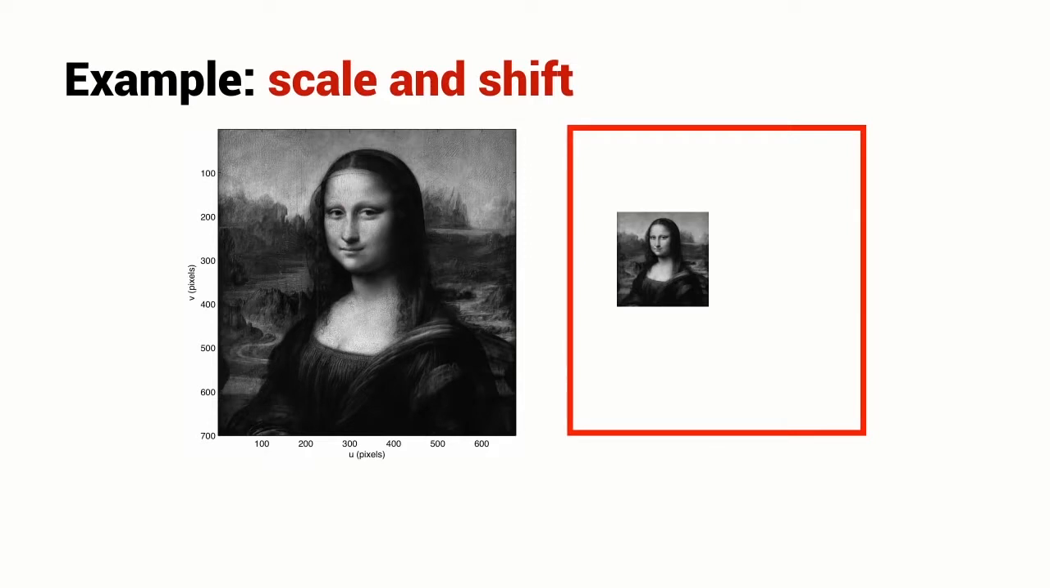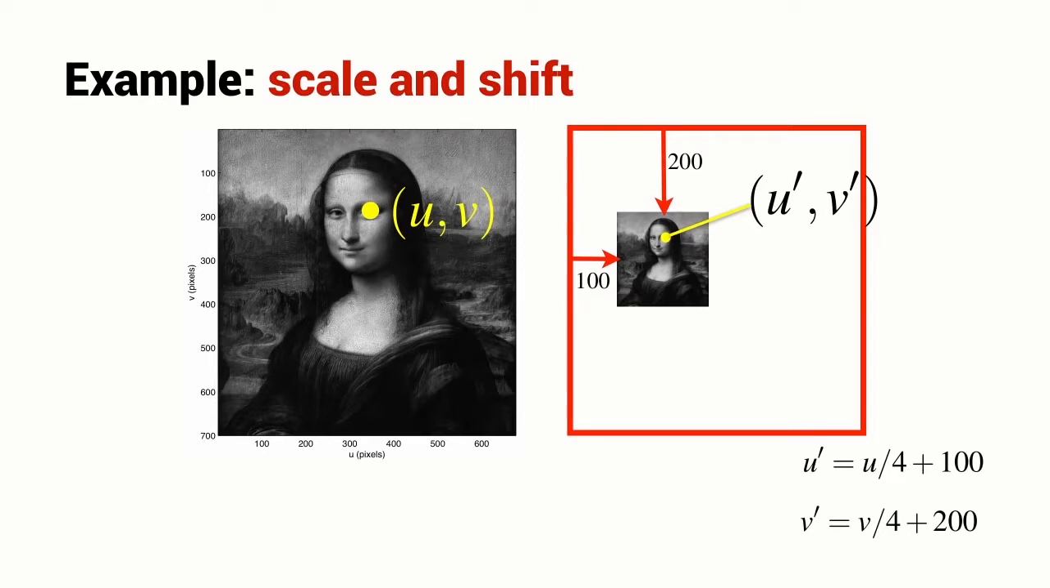So let's look at a concrete example of scaling and shifting. How do we actually go about doing that? We're going to define a pixel in the input image, coordinates u, v, and it's right in the middle of the Mona Lisa's eye. We're going to define the corresponding point in the output image, and its coordinates are u prime and v prime. This output image is 1/4 the size of the input image, and it's offset 100 horizontally and 200 vertically. So we can write a very simple relationship between u prime and u, and between v prime and v.